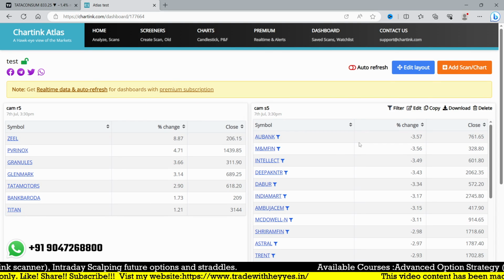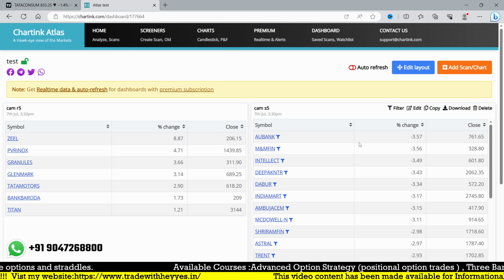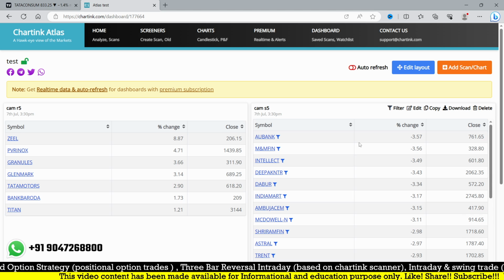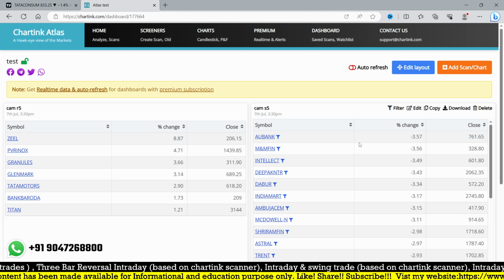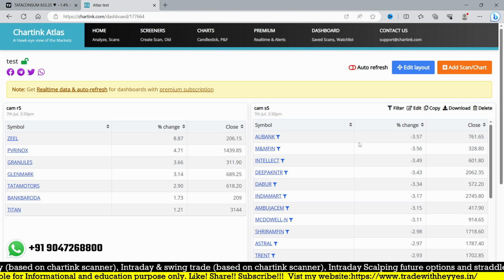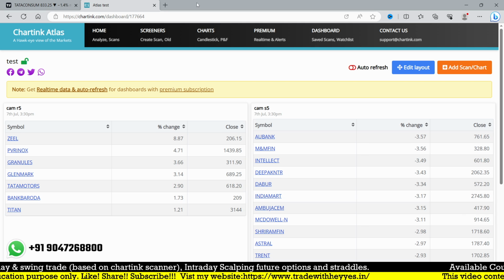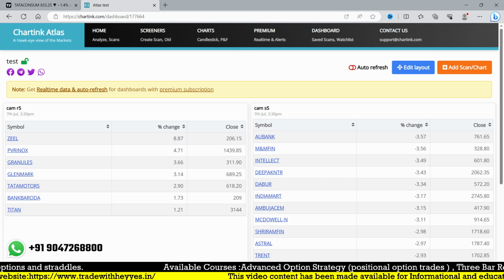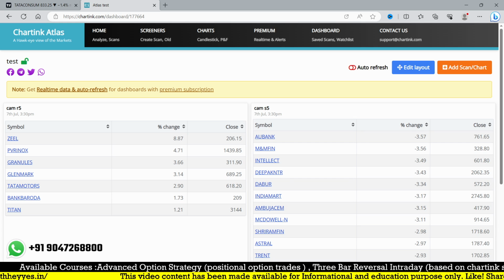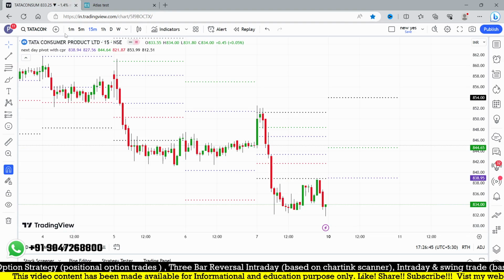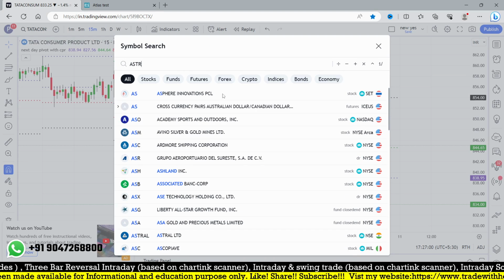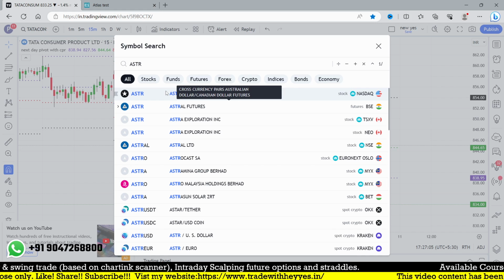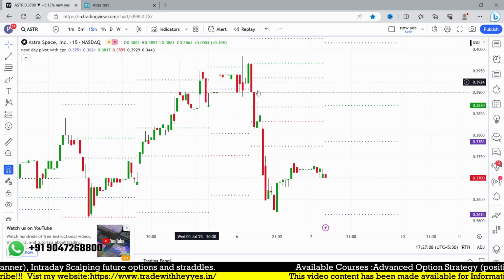So here AU Bank, M&M Finance, Intellect are those stocks with more percentage loss and also breaking down below S4. So that should be a key opportunity in the stock. These are the stocks which we can focus on for an opportunity, maybe intraday or positional. And look at this, McDowell and Astral. Astral gave you the target today, and based on our setup, the calls are coming. Astral.